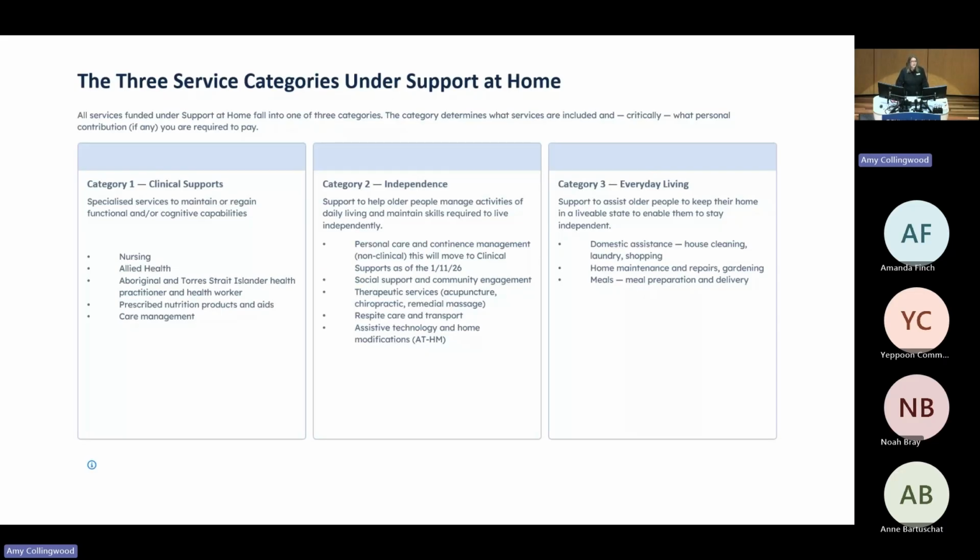And of course, we've then got our clinical services. So that would be your nursing, any allied health, Aboriginal and Torres Strait Islander health practitioners and health workers, prescribed nutrition products and aids, and of course the care management, which is what comes out of your package funds to your provider.